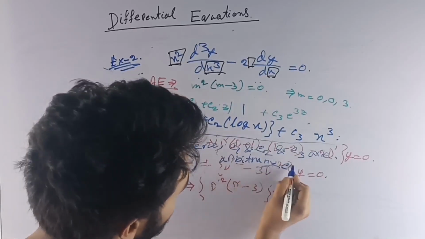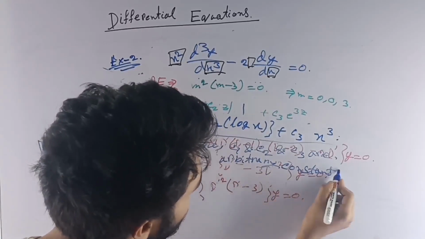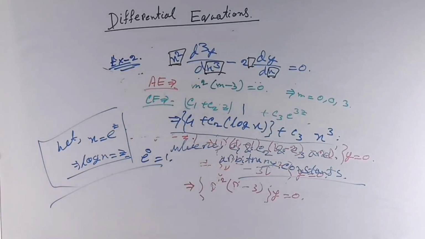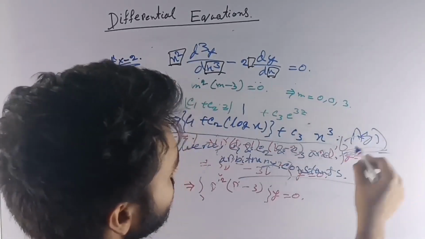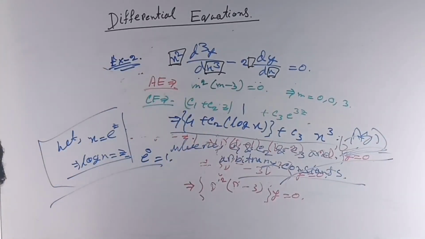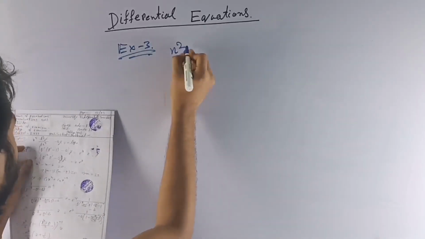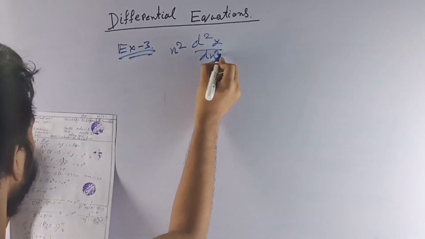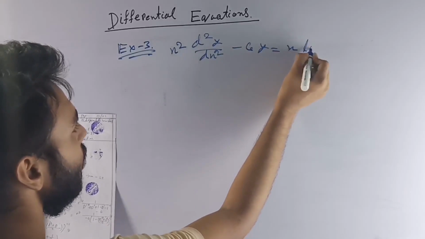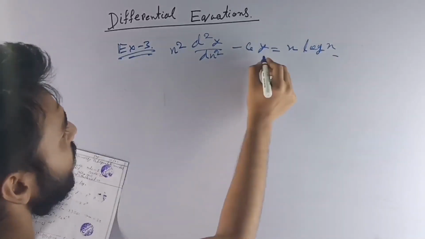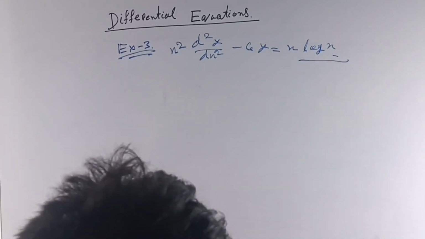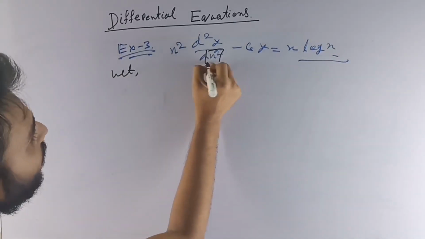I also said this in my first, sixth video. So watching the 1, 2, 3, 4, 5, 6 whole videos, and this is the seventh video of differential equations. Okay, so now question number 3 is x square times d2y by dx2 plus 6y equal to x times log x, that's it.